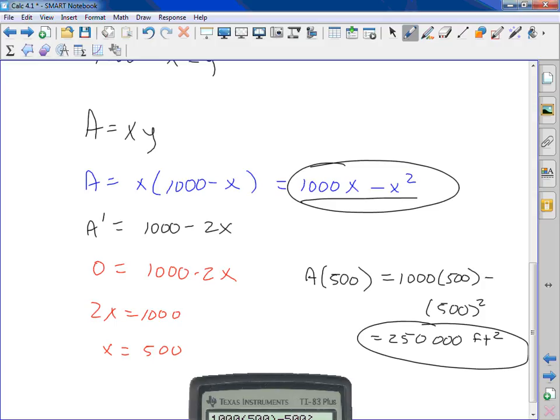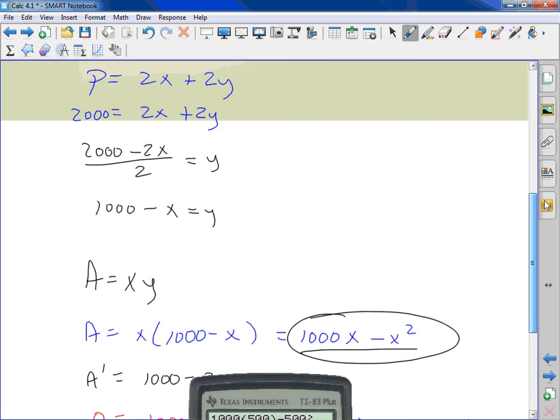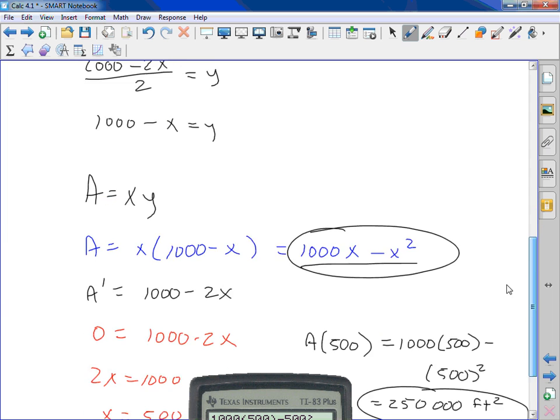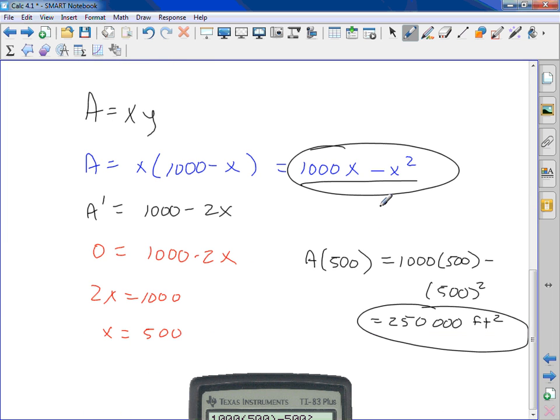Now, just to show you, if I would have put in my 0, that's a 0 here, that's a 0 here, the maximum area is 0. If I would have put in 2,000, I'm going to get 0 again. Do you understand how we maximize the function? Okay, write this one down.